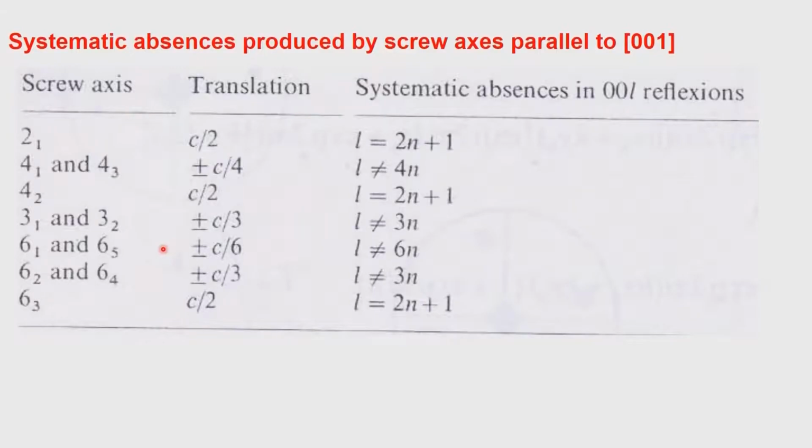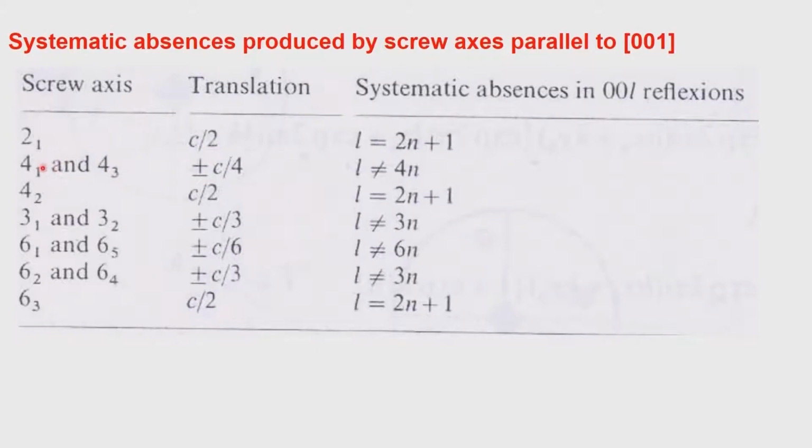For example, if you have a 4 2 axis, for all practical purposes a 4 2 axis is effectively a 2 1 axis, and therefore, you will have only l odd absent. So, suppose there is a space group P 4 2, then the systematic absence in that particular space group will be just 0 0 l odd absent.